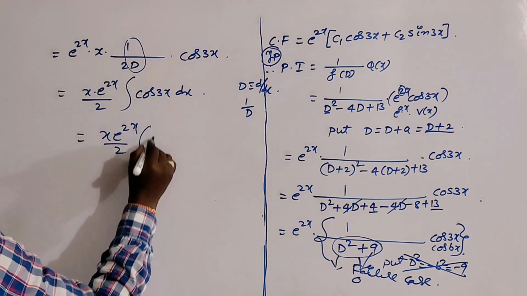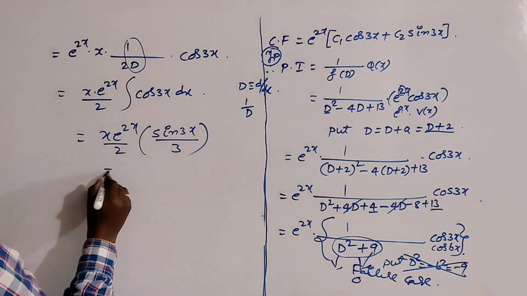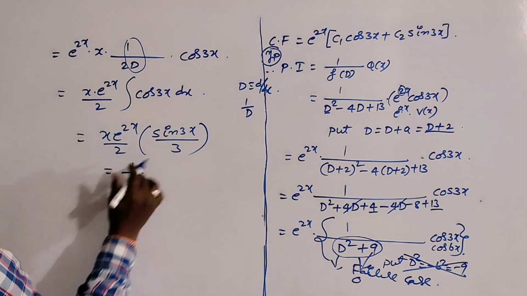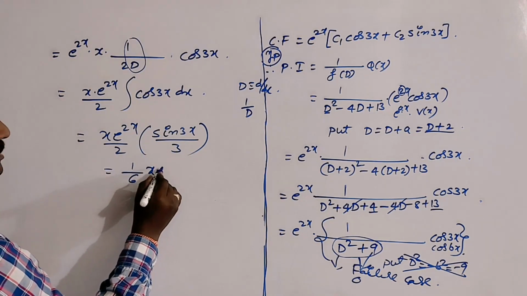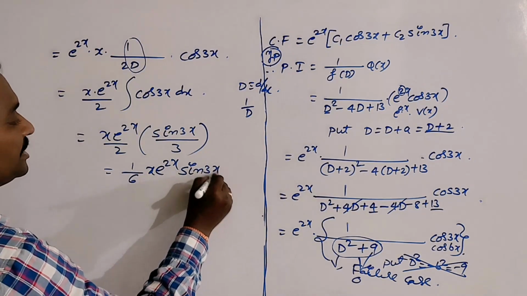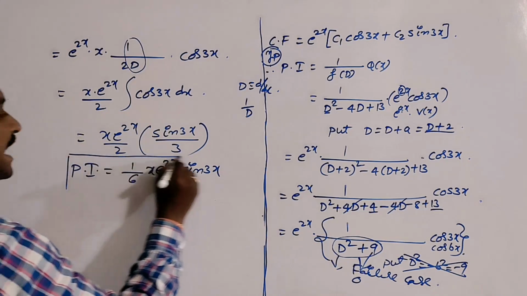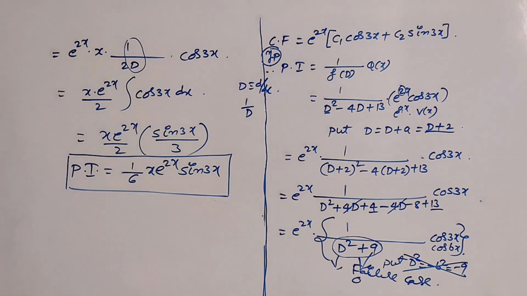What is the integration of cos 3x? Sin 3x by 3. So finally you will get 2 3s are 6, 1 by 6 into x into e power 2x into sin 3x. So D is completely eliminated. That's why simplification of PI is over.